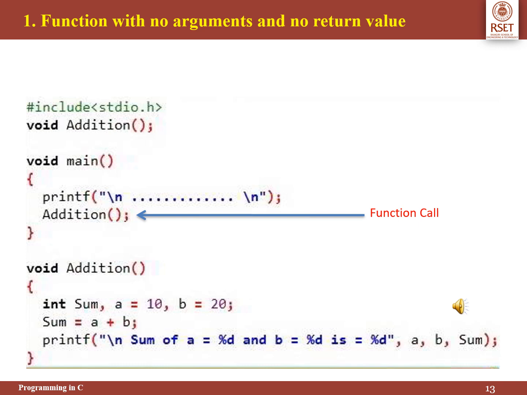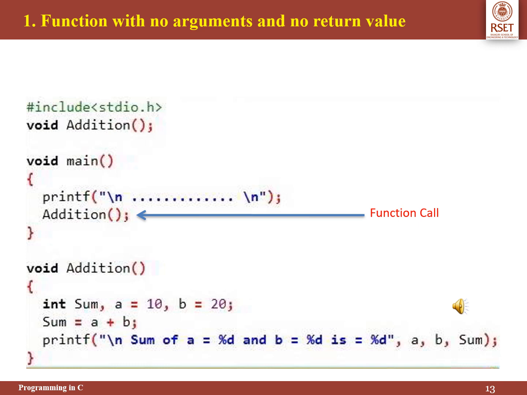The first category, function with no arguments and no return value. A function with no argument means the called function does not receive any data from the calling function. And the function with no return value means the calling function does not receive any data from the called function. That means there is no data transfer between the calling and the called function.